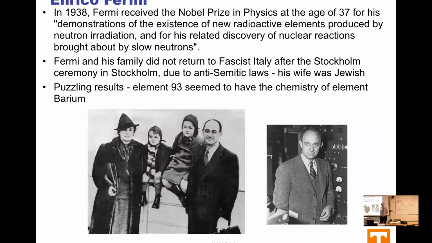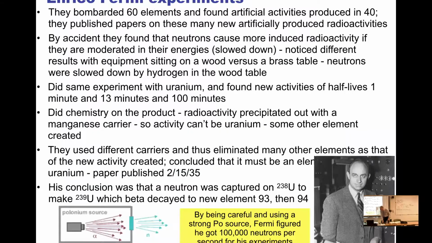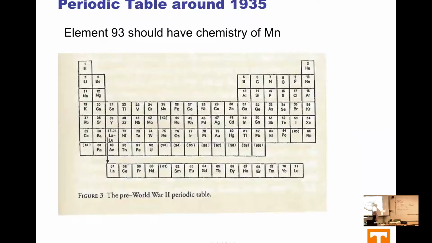Fermi became one of the centerpieces of our Manhattan Project a few years later. The puzzle then, by 1938, was that what Fermi made when he hit uranium with neutrons seemed to have the chemistry of barium. And that made no sense. If you made this element 93, it should have the chemistry of manganese, element 94 the chemistry of iron, not the chemistry of barium. Made no sense.